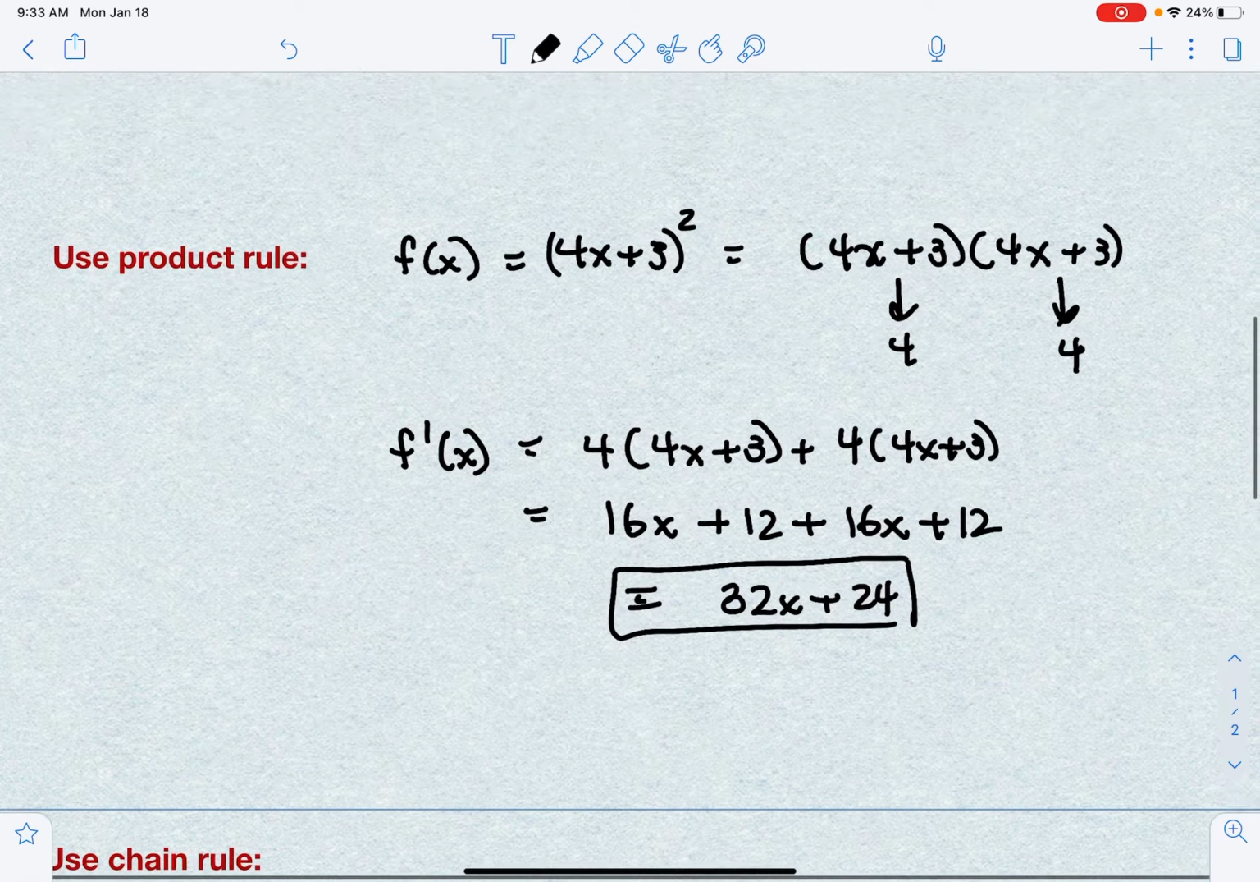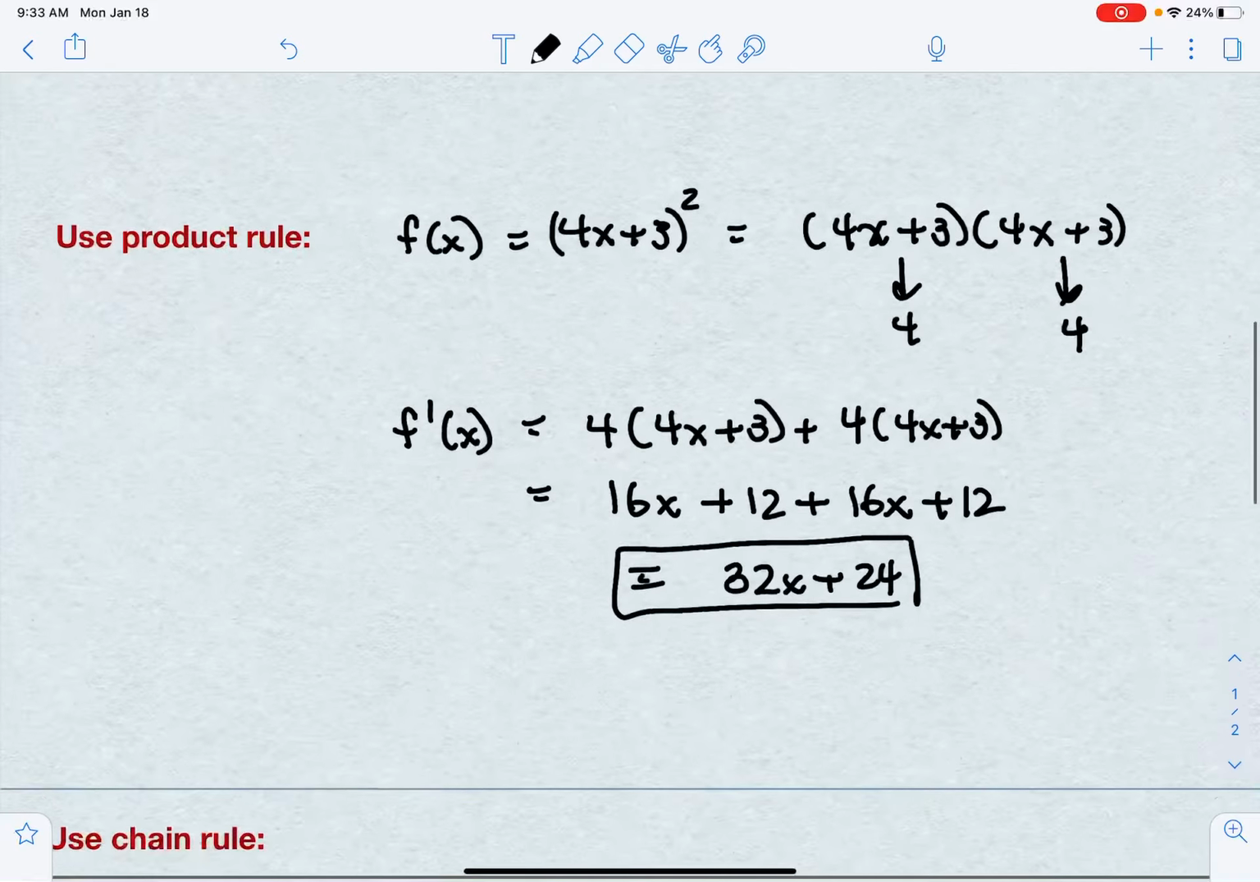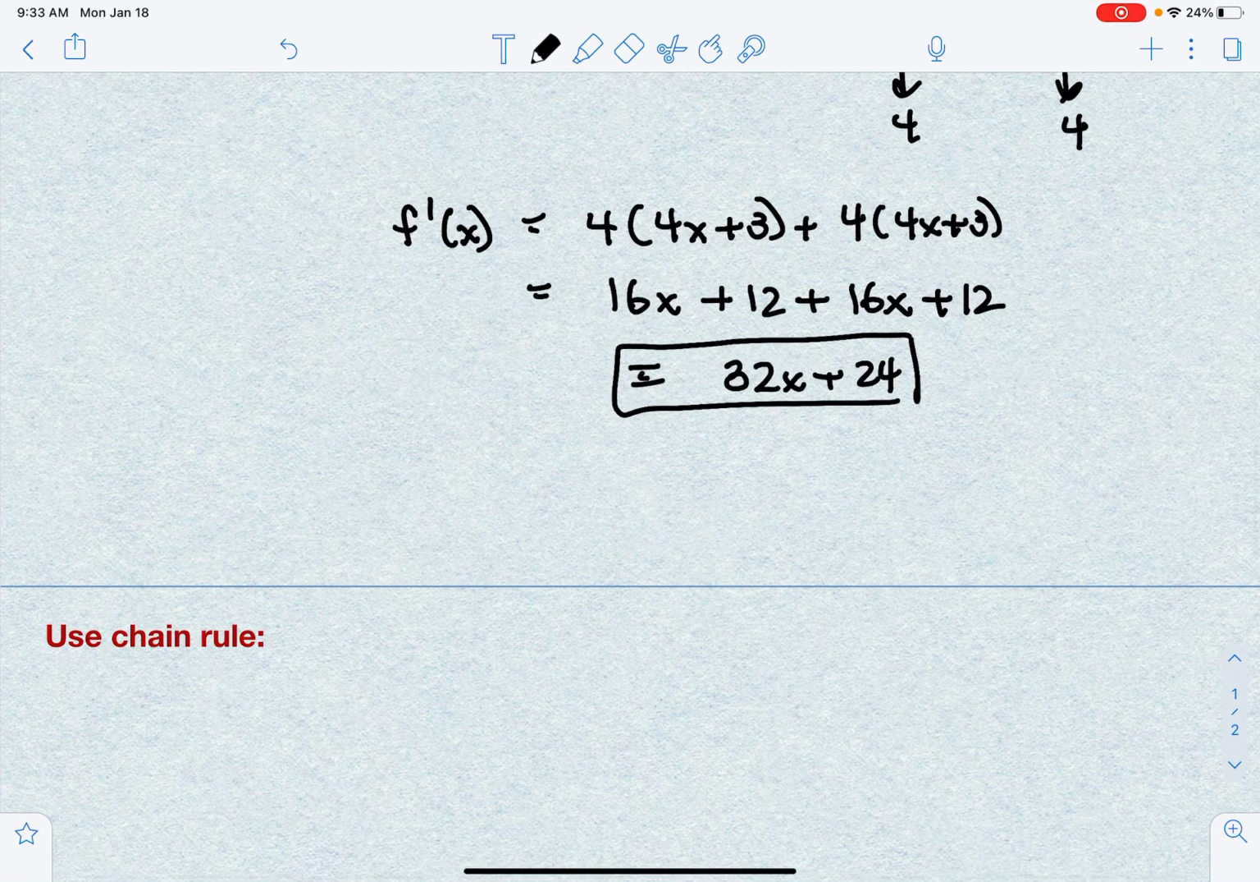So again, same thing as above, right? 32x + 24, 32x + 24. It's just that the process made it look different as we went.